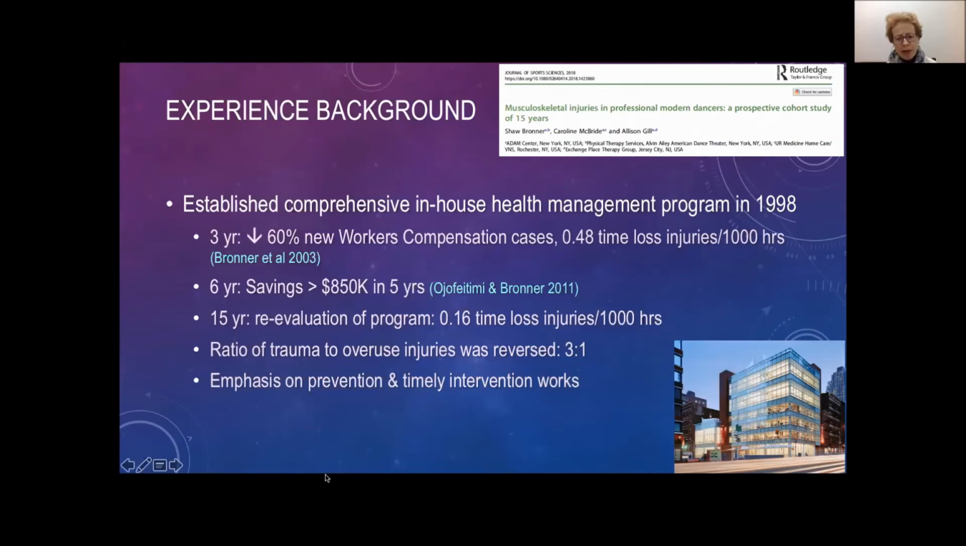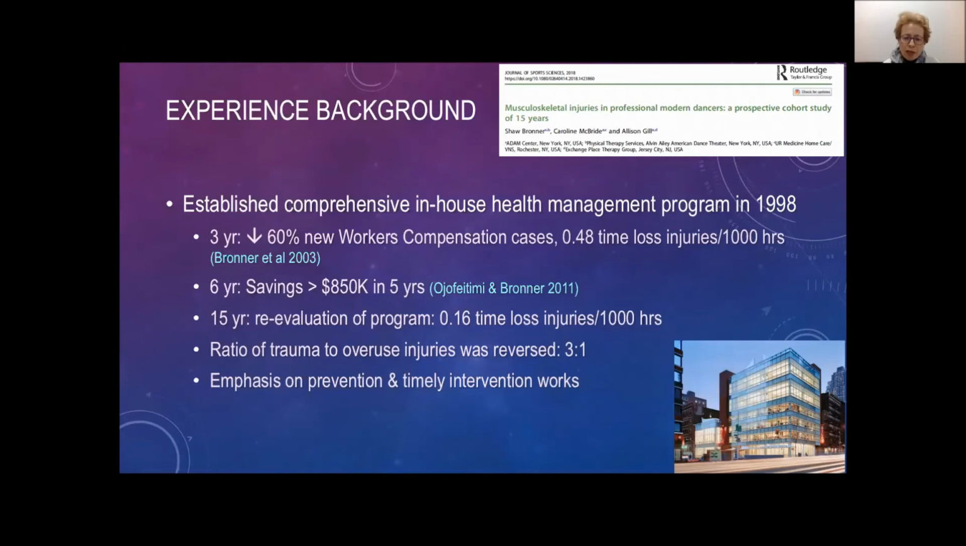And recently, a 15-year reanalysis of the program showed that our injuries are at an industry low compared to other ballet and modern dance companies. We're at 0.16 time loss injuries per 1,000 hours of exposure, which is quite low, and we're quite pleased with it. This shows that our emphasis on prevention and timely intervention really works.